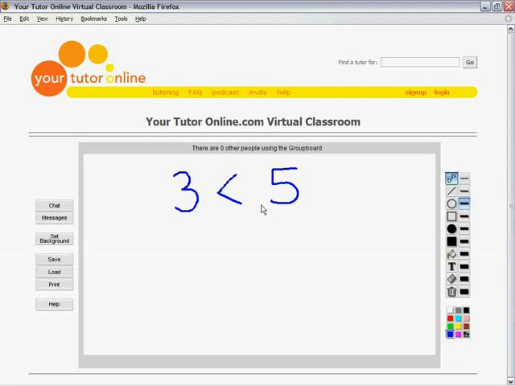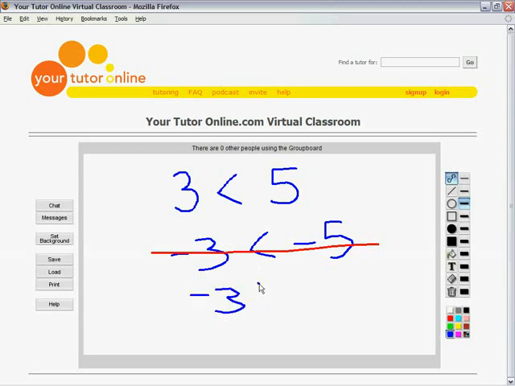To understand why we need to flip the sign, let's look at this very simple example. 3 is less than 5, which is true. Now let's multiply everything by -1. In a normal equation this would be fine. As long as you do something to one side that you do to the other, you should maintain the equation. But here we'll get -3 is less than -5, which is not true. -5 is less than -3. So to account for that, instead we're going to flip the sign whenever we multiply or divide by a negative. -3 is greater than -5, which is true.